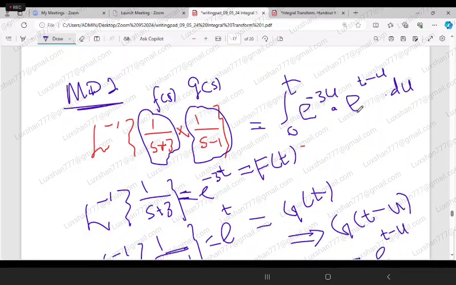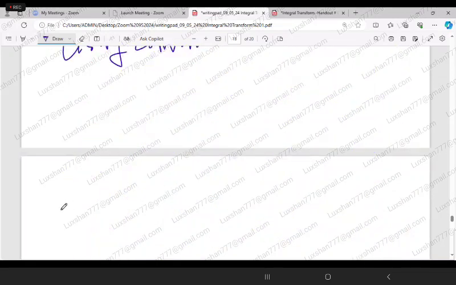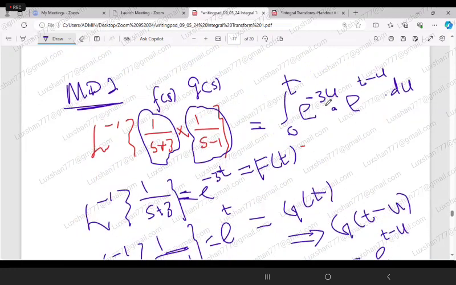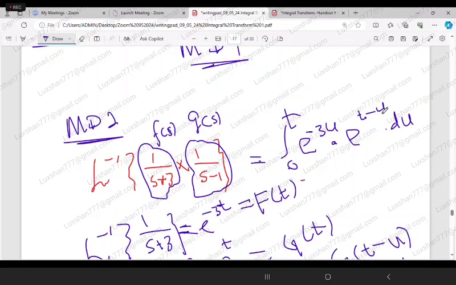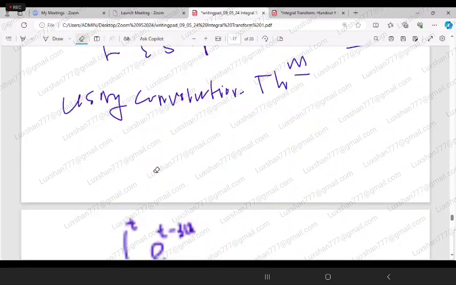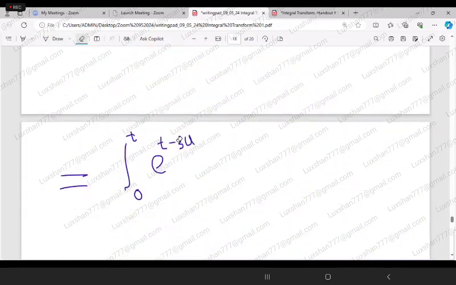Then if you simplify, that is equal to the integral from 0 to t. Sorry, wait a minute. Yeah, we have minus 3u here, and here you have minus u. Therefore, e to the power minus 4u. So if you use the laws of indices, that becomes, I will finish it within 2 minutes, don't worry, e to the power minus t into t.